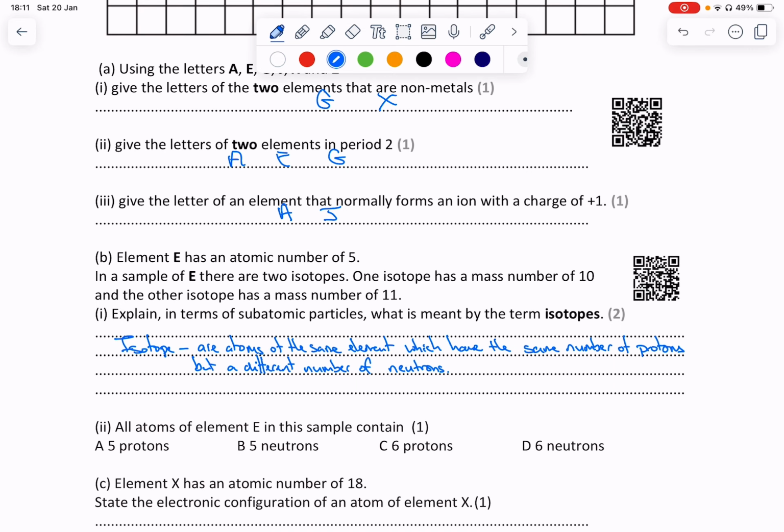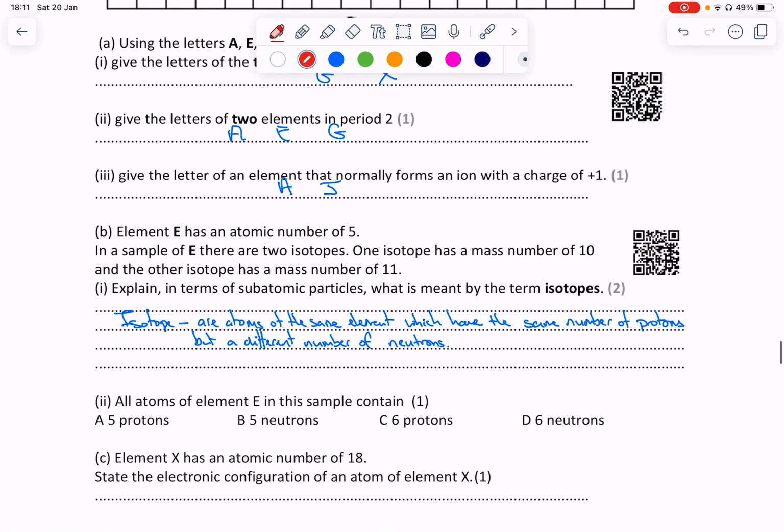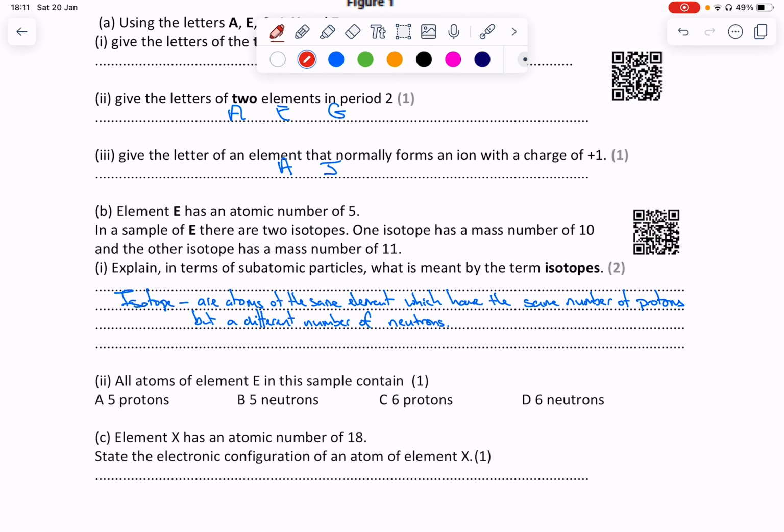This question here is asking us a little bit about isotopes. Obviously you can see the answer, but I should explain why that's the answer. There are two versions of element E. They both have atomic number of 5. One has a mass of 10, one has a mass of 11. So you can see from this, the atomic number is the same, but the mass number is different.